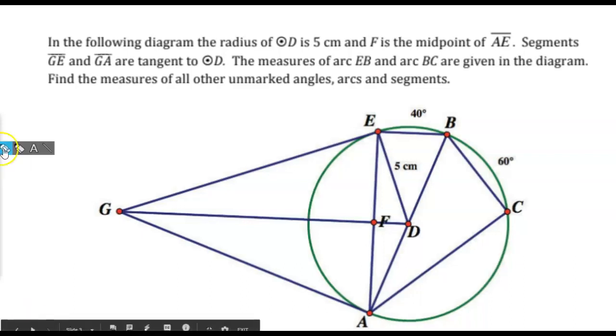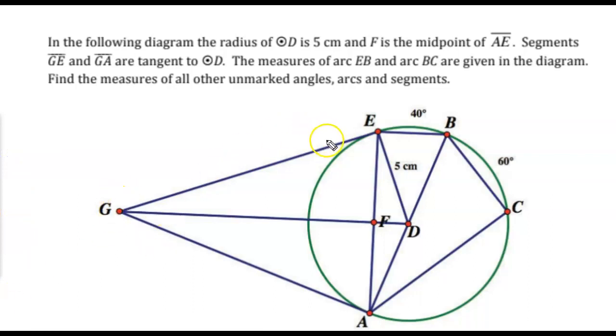I always want to start by marking my given information. So I do know that the radius of circle D is 5 centimeters. So that would tell me anything that goes from D to a point on the circle should be 5. So DA is going to be 5, BD is going to be 5, ED is going to be 5, and right now that's all the segments that I have that I know are 5.